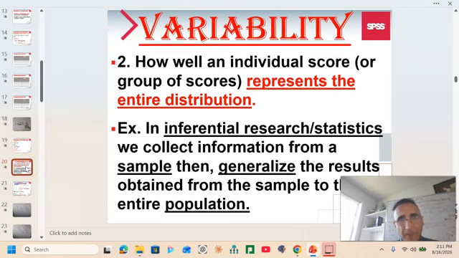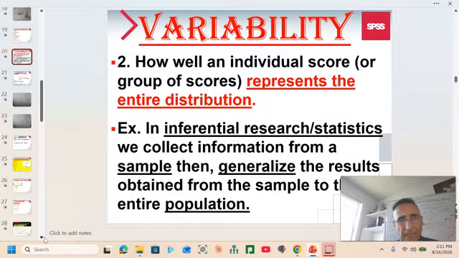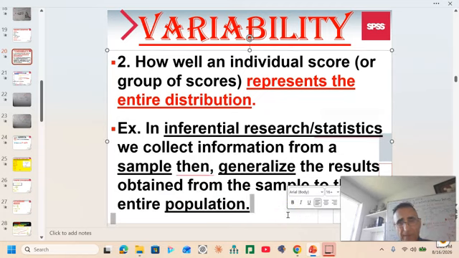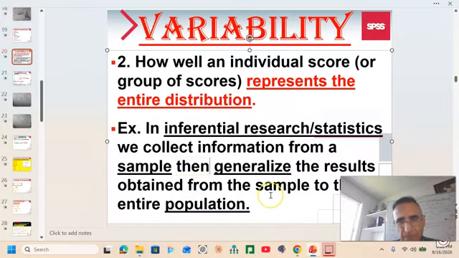that's for that. Variability, again, we continue with variability. The second reason why we're using variability is because it tells us how well an individual score or group of scores represent the entire distribution. Example, in inferential research or statistics, that's advanced statistics, we collect information from a sample. Then we generalize the results obtained from the sample to the entire population.